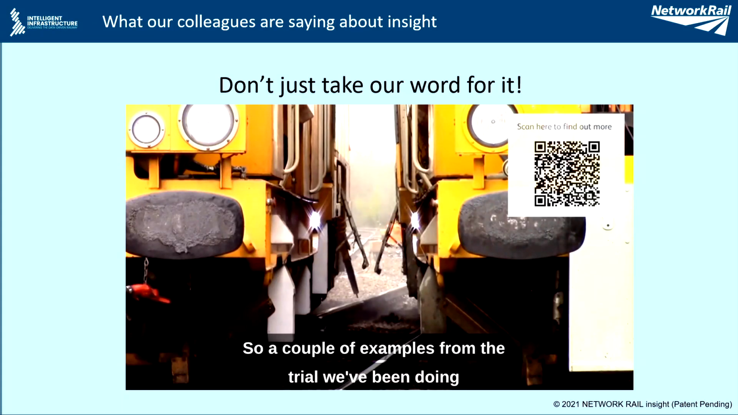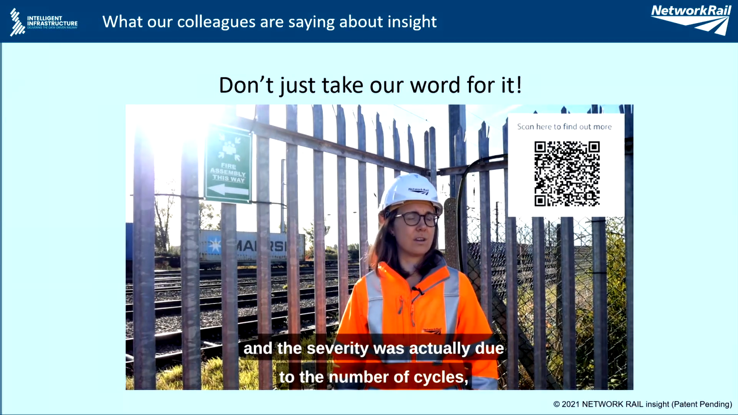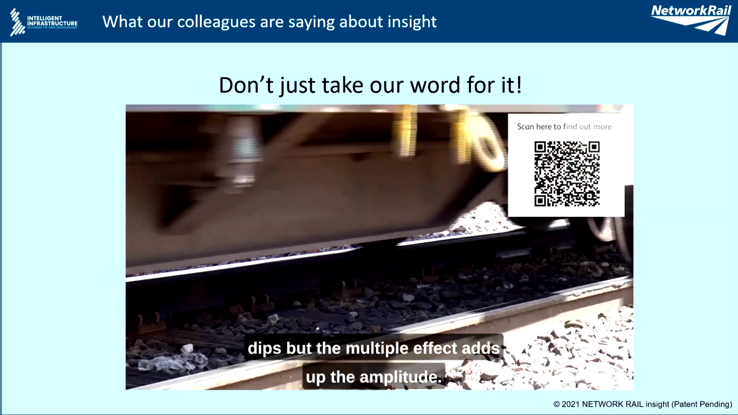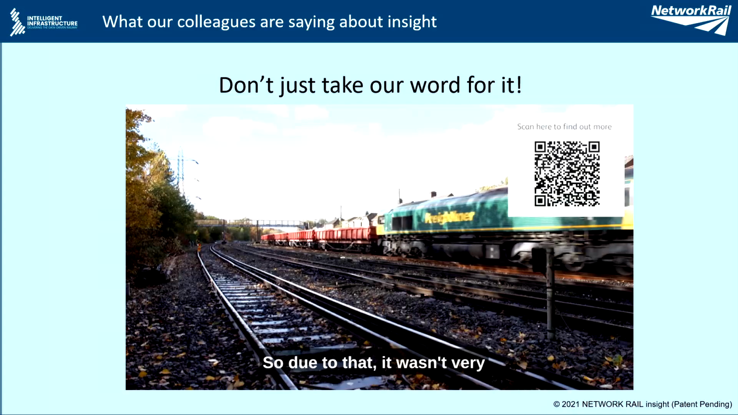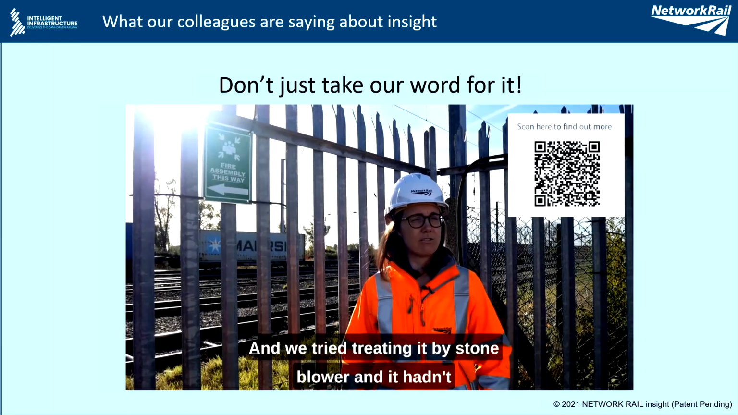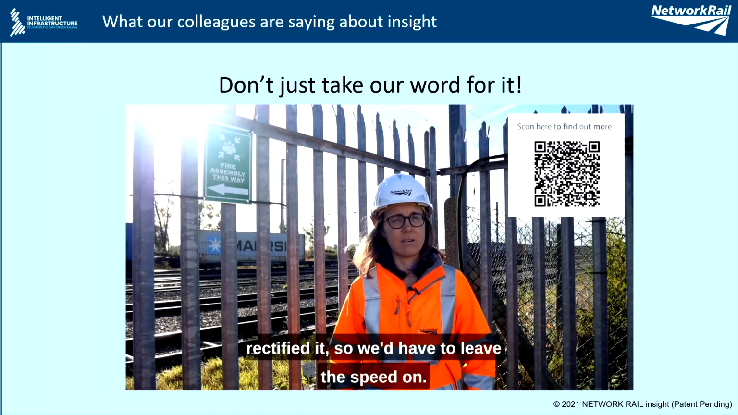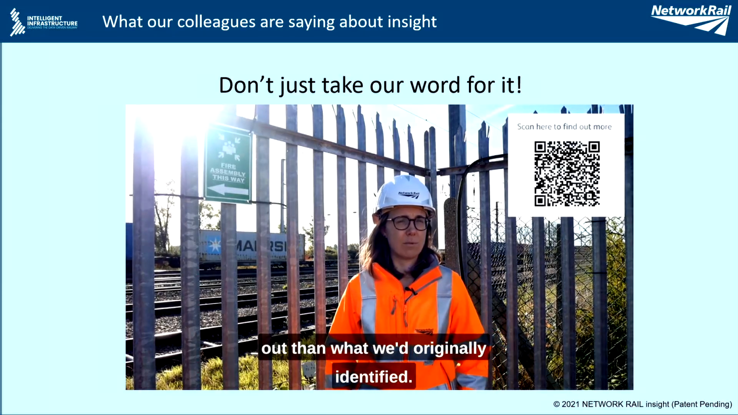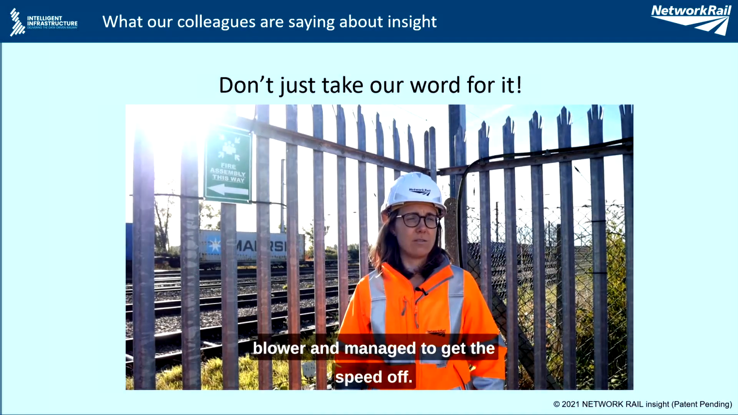So a couple of examples from the trial we've been doing, and we had one cyclic top site which had a speed on, and the severity was actually due to the number of cycles, not the size of the peaks, so they were quite low dips, but the multiple effect adds up the amplitude. So due to that, it wasn't very easy to see by eye on site, and we tried treating it by stone blower, and it hadn't rectified it, so we'd had to leave the speed on. And we then looked at the Insight tool and we could see the trigger point further out than what we'd originally identified. And we then treated it again with a stone blower and managed to get the speed off. So that was a useful example.